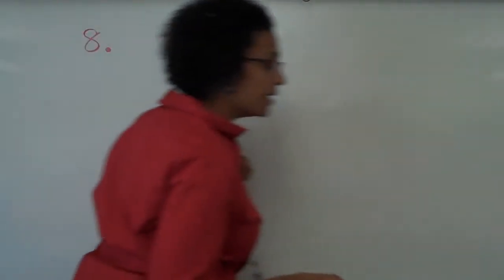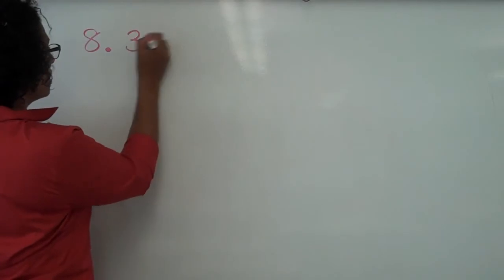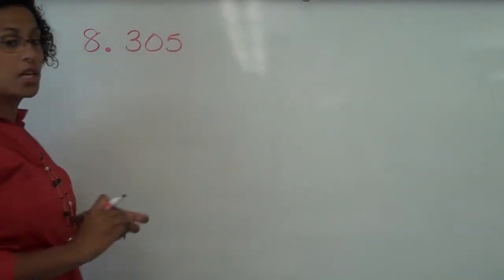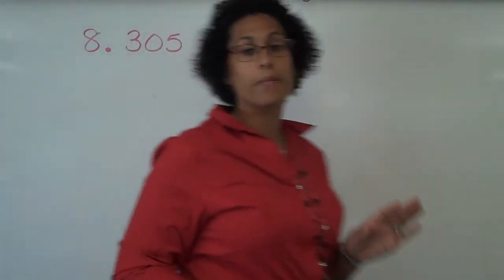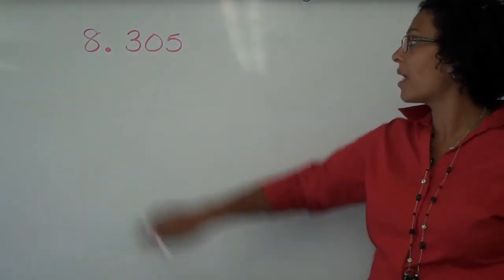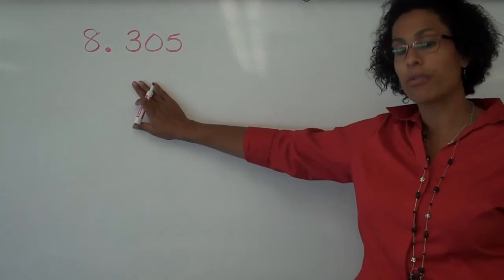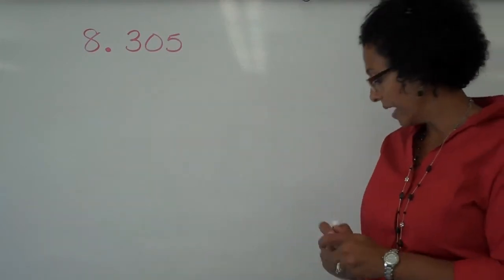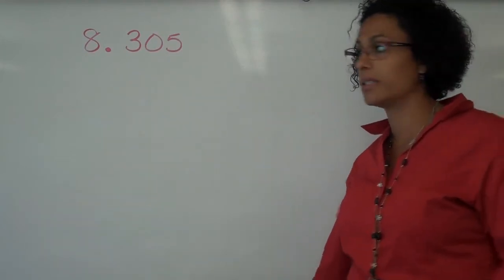8 and 305 thousandths. So this is our standard form. That's the normal way we write a number. So in your standard form column, we have 8 and 305 thousandths. Now we're going to write that in words, just as we just said it.